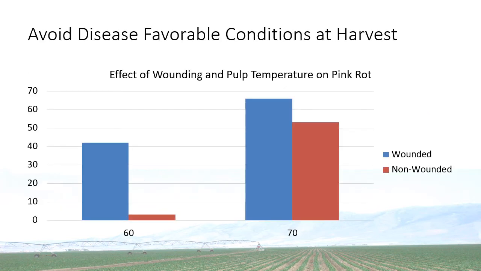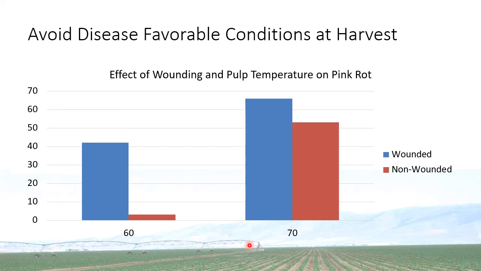Avoiding disease-favorable conditions at harvest is also important. We know that wounding can have a big effect on pink rot in potatoes, as can the pulp temperature. This trial was done by Shane Clayson, who was a graduate student at the University of Idaho when I was there, and he took potatoes where some were adjusted to a pulp temperature of 70 and some to 60 Fahrenheit, and then some were wounded.